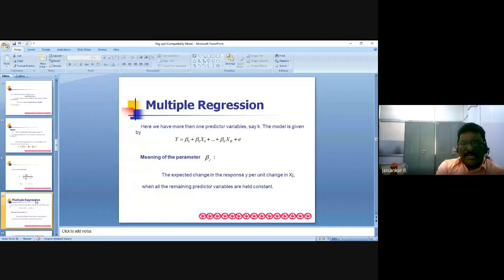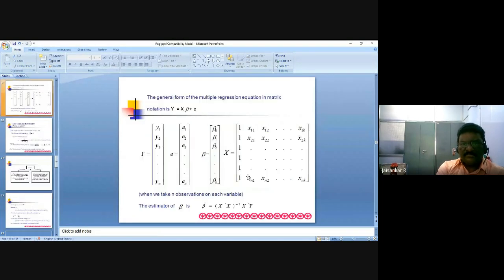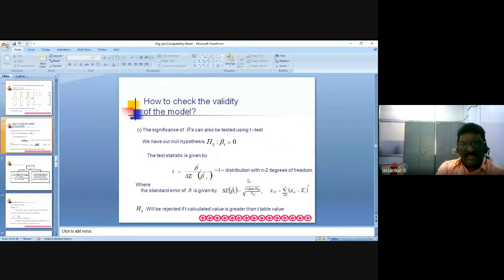So I told you about multiple regression. Here there are many predictors and only one response variable. Therefore, this is called multiple regression. It is solved by the method of least squares. Don't worry about all this methodology. You just give the values to the computer and the computer will tell you what the results are.